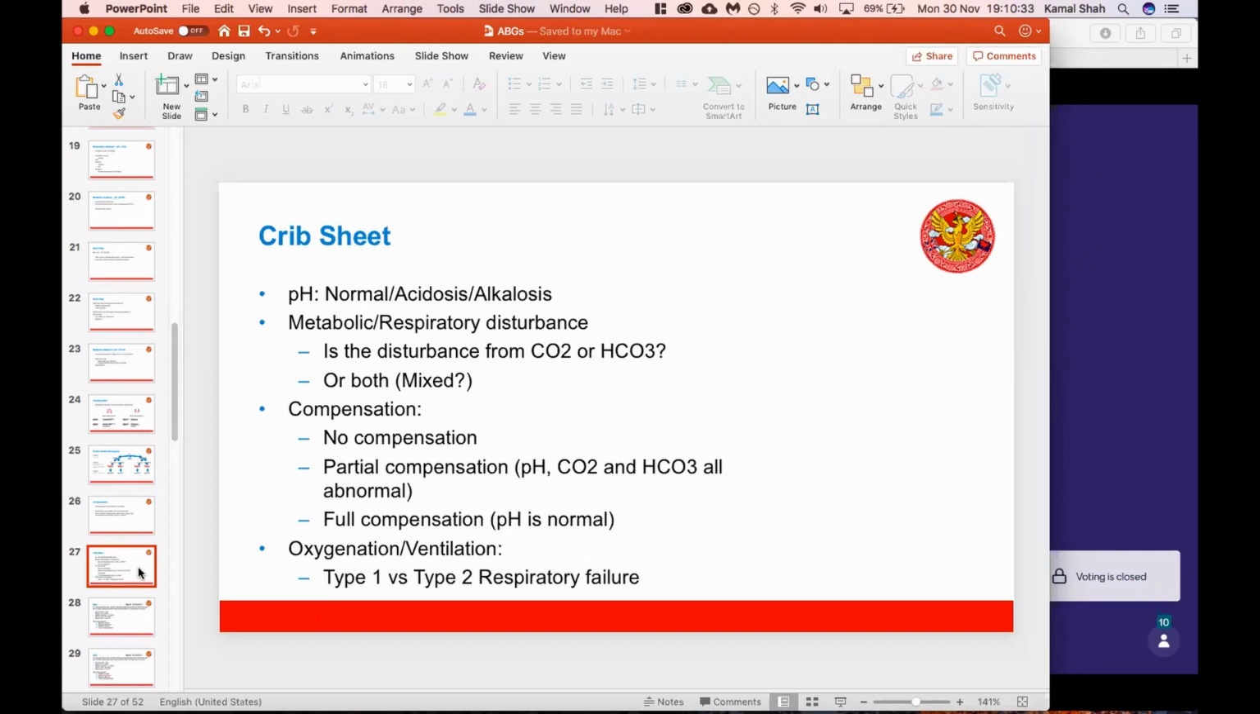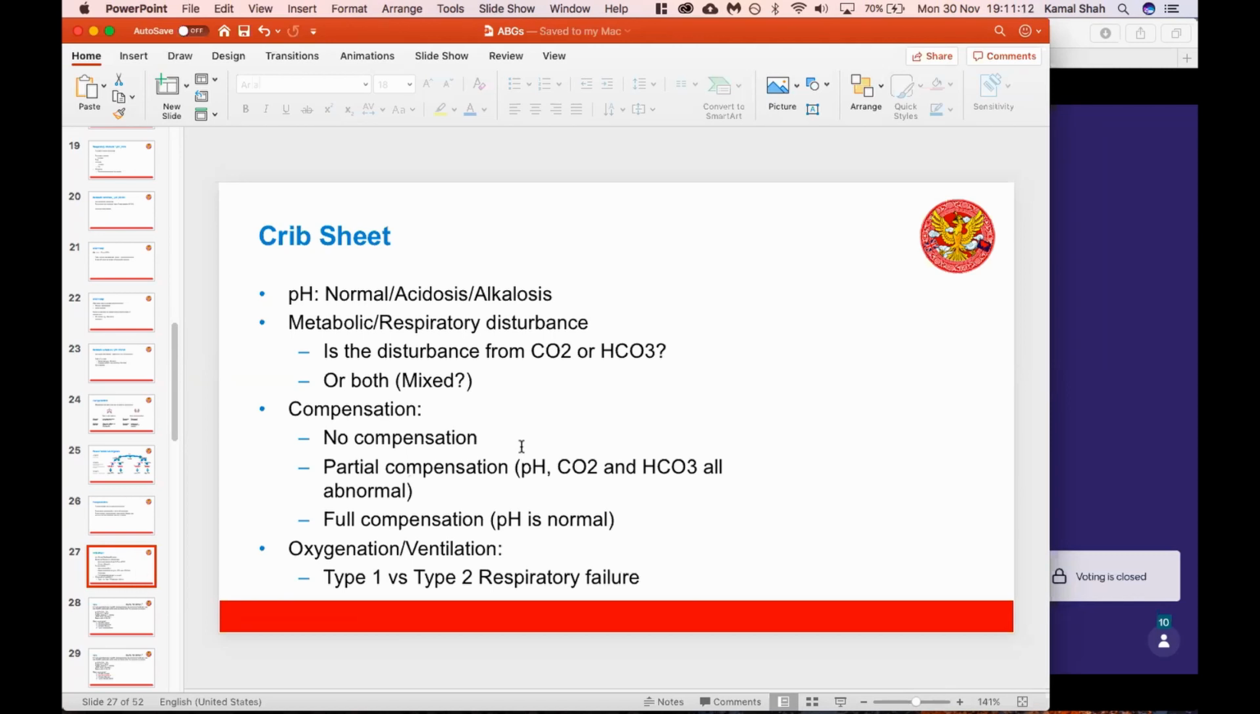So the first thing we want to do is look at the pH. Is it normal? Is it acidotic? Is it alkalotic? Okay. Then we want to see where is this disturbance coming from? Is it a metabolic cause? So are there changes in the bicarbonate, or is it respiratory in origin? Is there a change in the carbon dioxide? The one thing I haven't covered today are mixed disturbances. Okay, so you might have a metabolic acidosis and a respiratory acidosis. But I think I haven't covered that because I think it's slightly too complex at your stage, but feel free to read up on it in your own time.